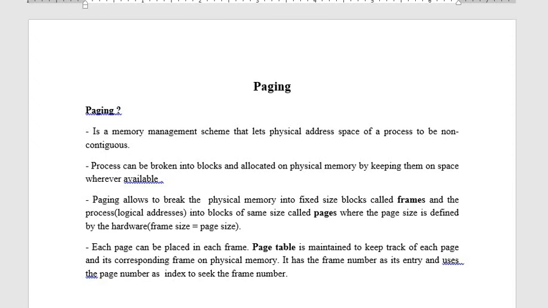Welcome back, students. In this video we are just going to learn about the paging concept. If you remember, in the previous video we got to know the two major tasks of main memory management. The first task was memory allocation and the second was address translation.